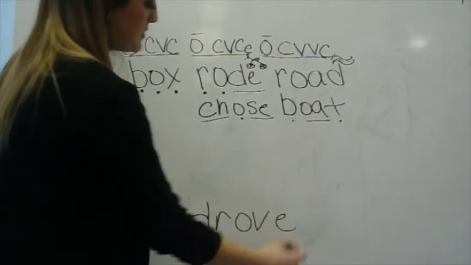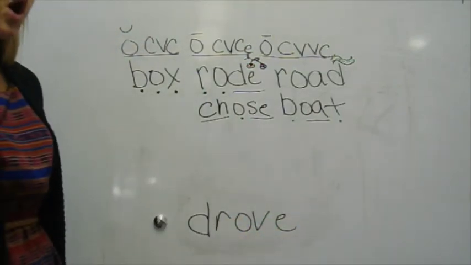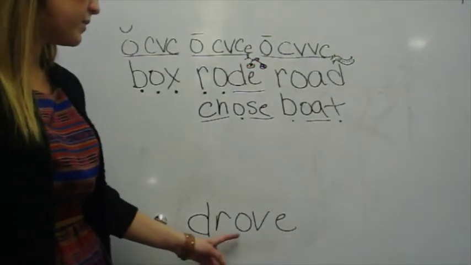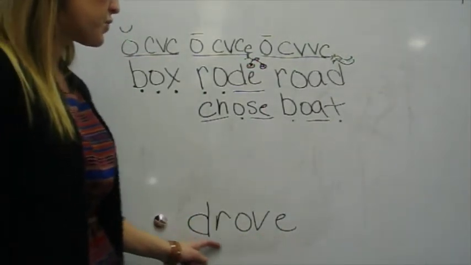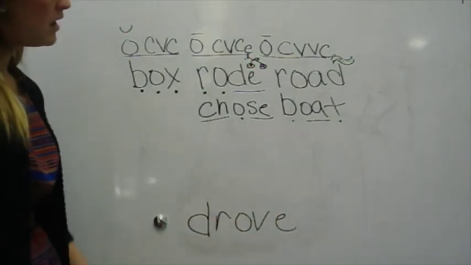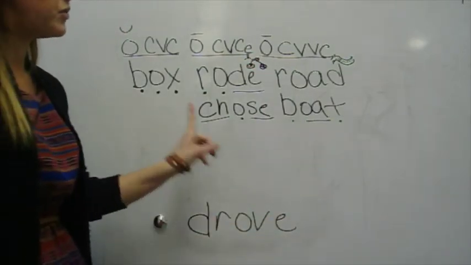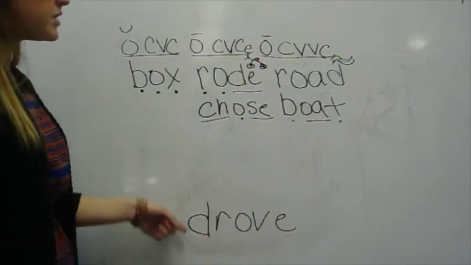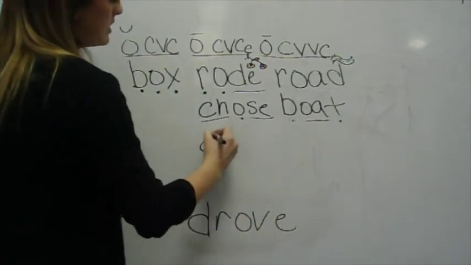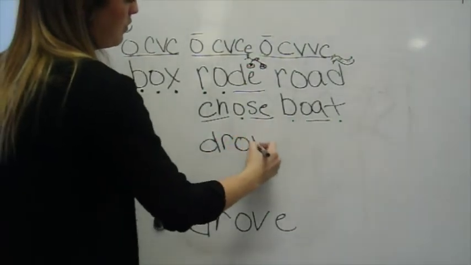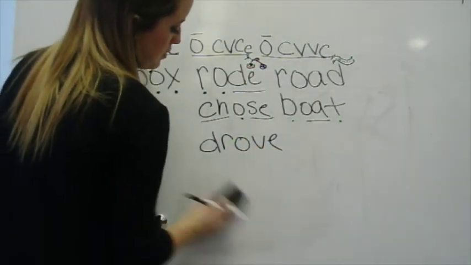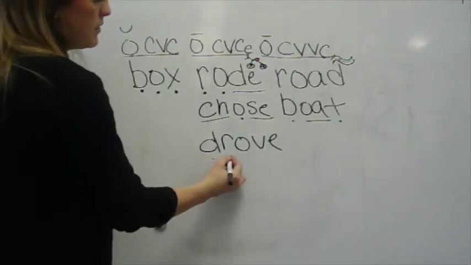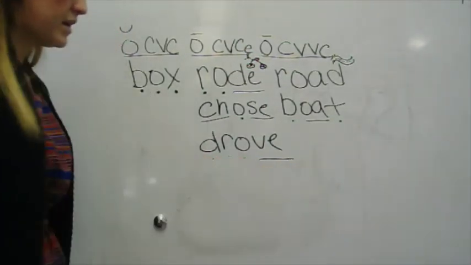Let's go over our next word. This is the word drove. Let's say the sounds for drove. D-r-o-v. Drove. Drove goes under column 2. It has this magic e at the end that's making this letter say its name. Let's say and write drove under column 2. D-r-o-v. Drove. And we can dot and dash those sounds. D-r-o-v. Drove.